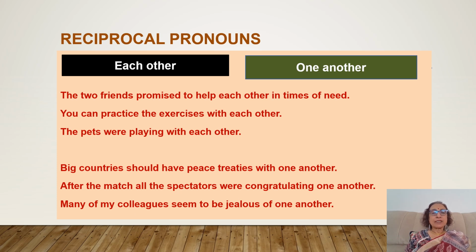So you have some examples. I'm not going into great detail for this because these are common and we all use them correctly. The 2 friends promise to help each other in times of need. There are only 2 friends. Suppose there are 5 friends. So you say the 5 friends promise to help one another, not each other. The 5 friends promise to help one another in times of need. Nothing changes except the number determines whether it is each other or one another.